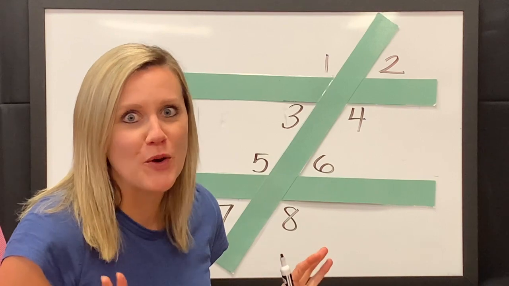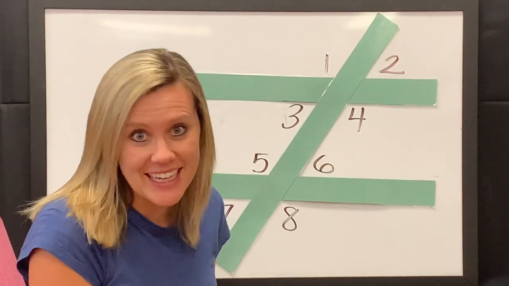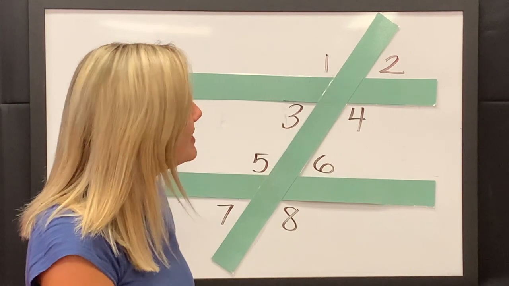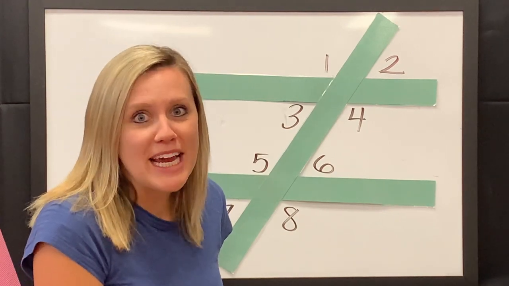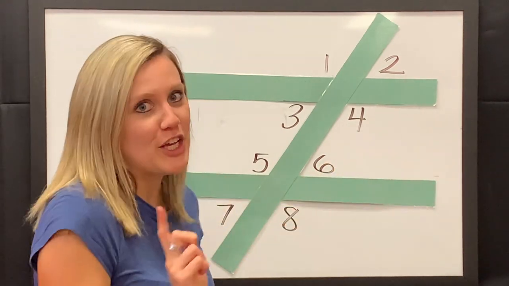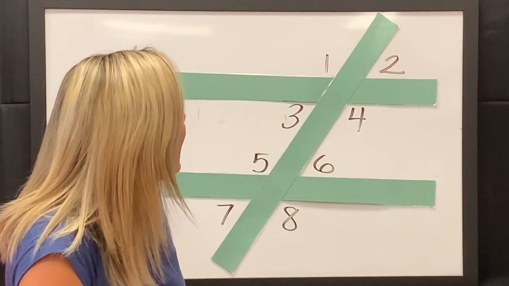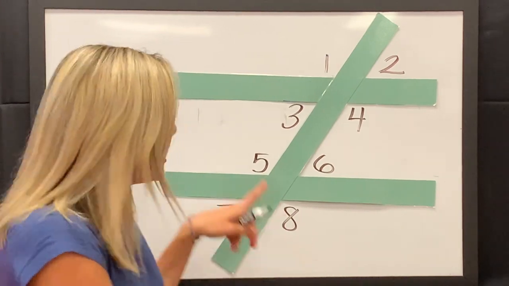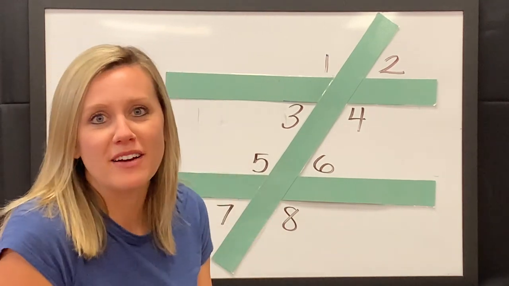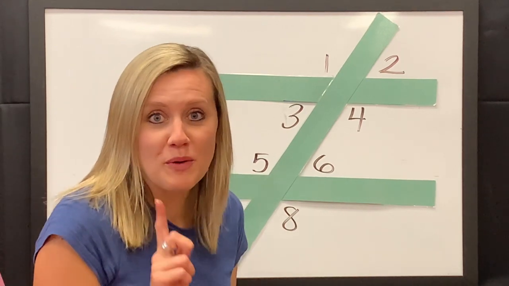Let's just do two more. What about angles 2 and 8? If you said same side exterior or consecutive exterior, you got it right. Let's do one more. What about angles 5 and 8? What would be the relationship there? If you said vertical, you are right.